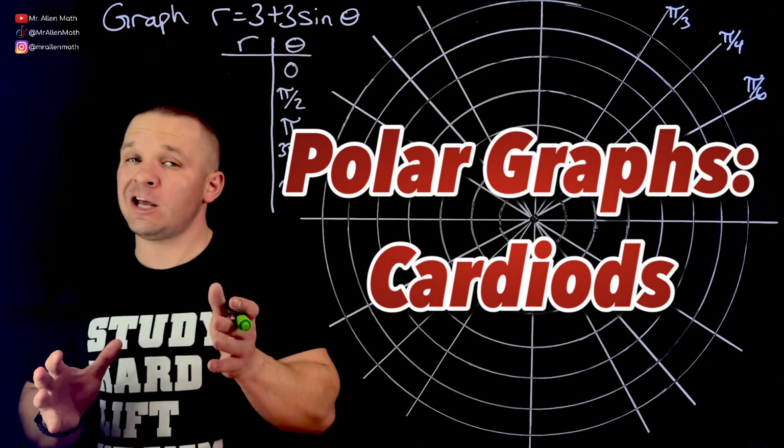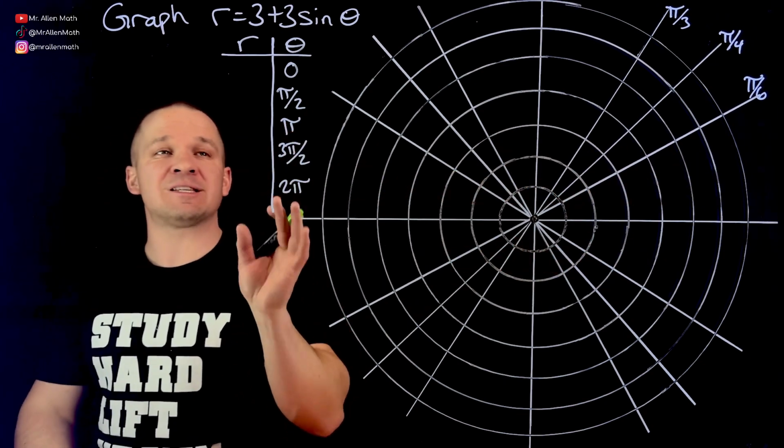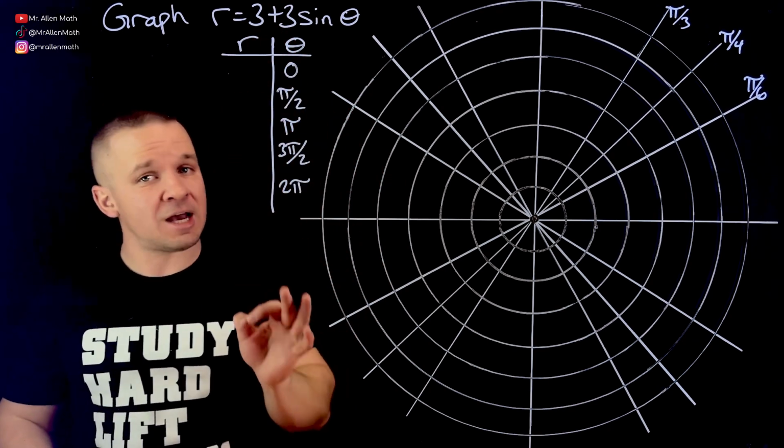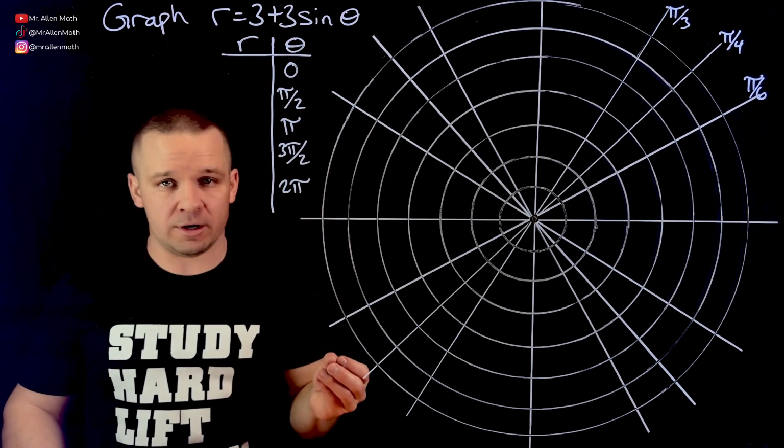We are graphing in polar right now. We've got to graph r equals 3 plus 3 sine theta. The first thing I notice here is that these two numbers are the same. Thus, this would be a cardioid, okay?